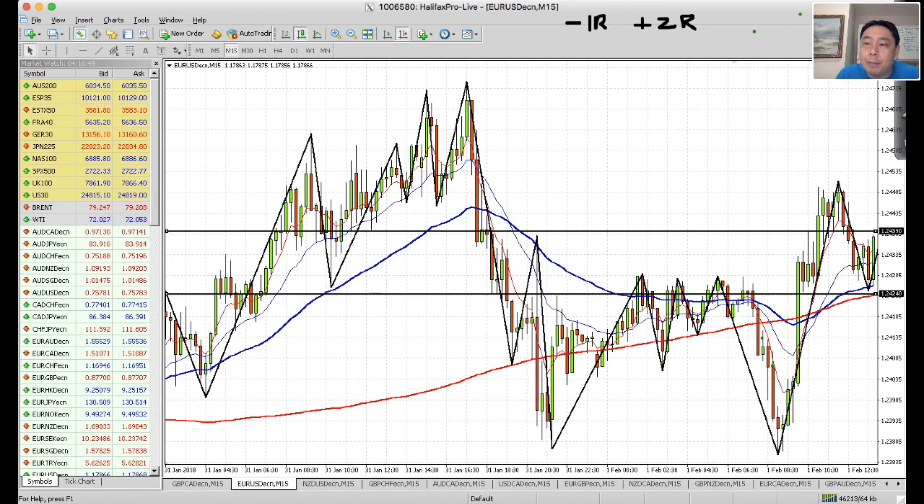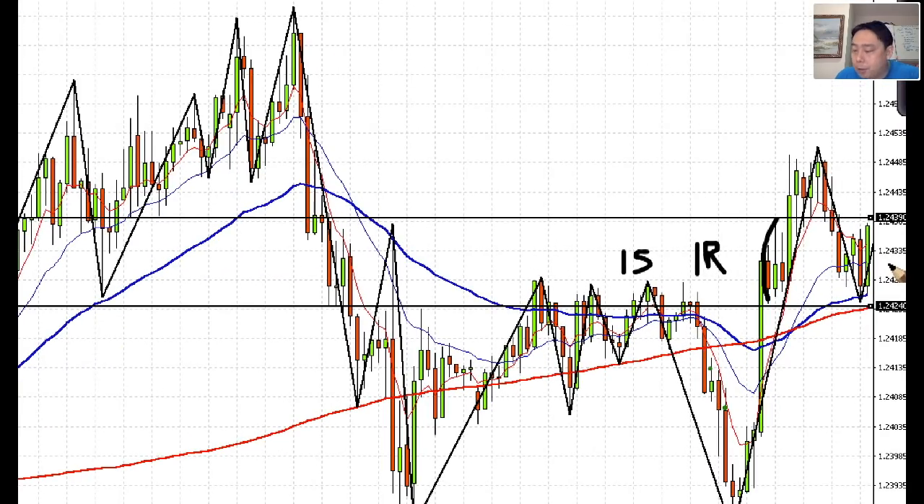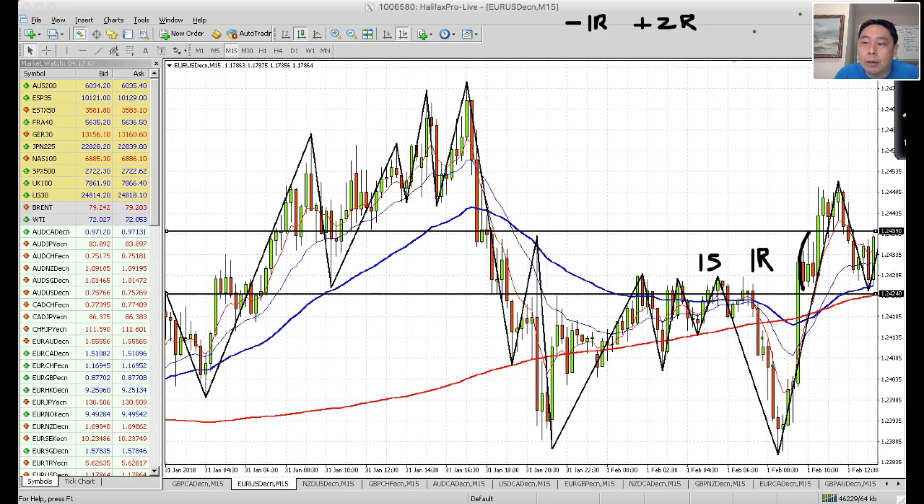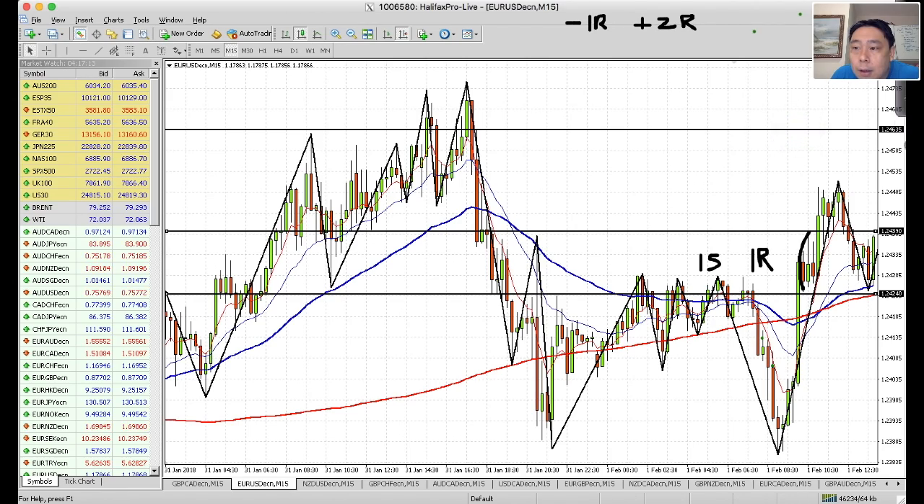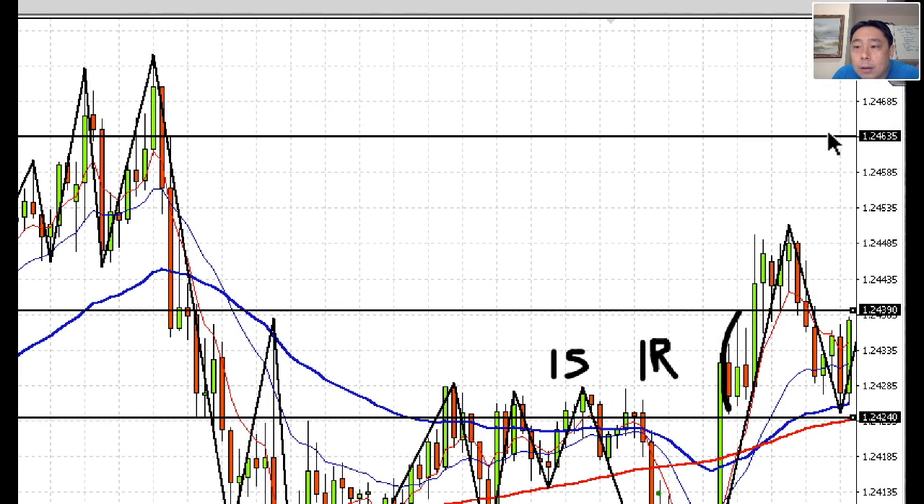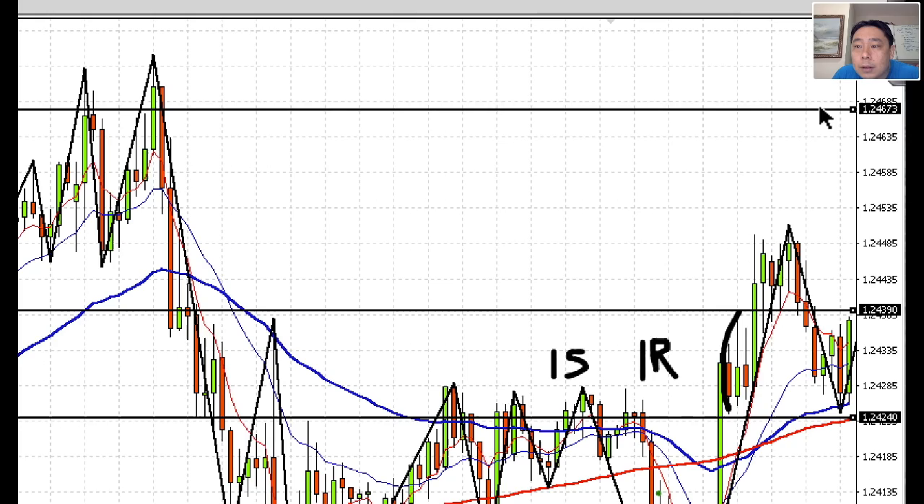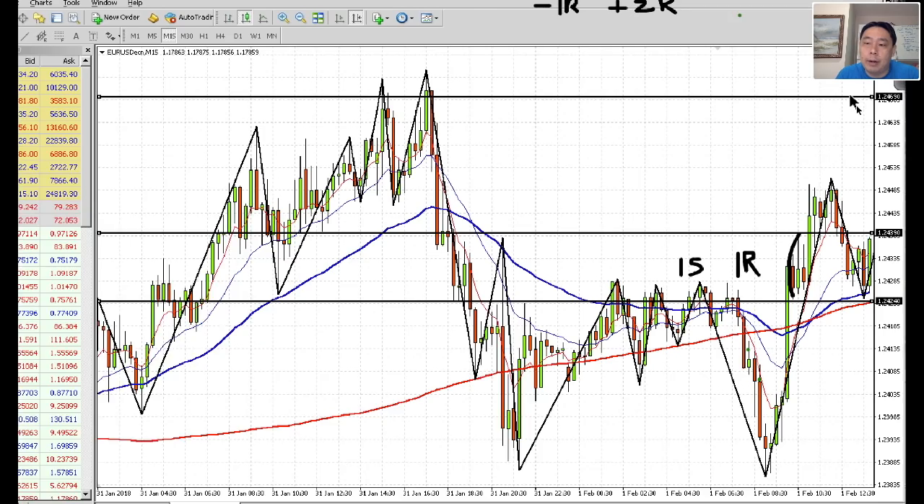My risk is 15 pips. Okay, so I'm taking a 15 pip risk. All right, so my profit target is going to be 30 pips, so times 2 plus 2439. So 2469. Okay, so my profit target will be at 2469. There we go. All right.